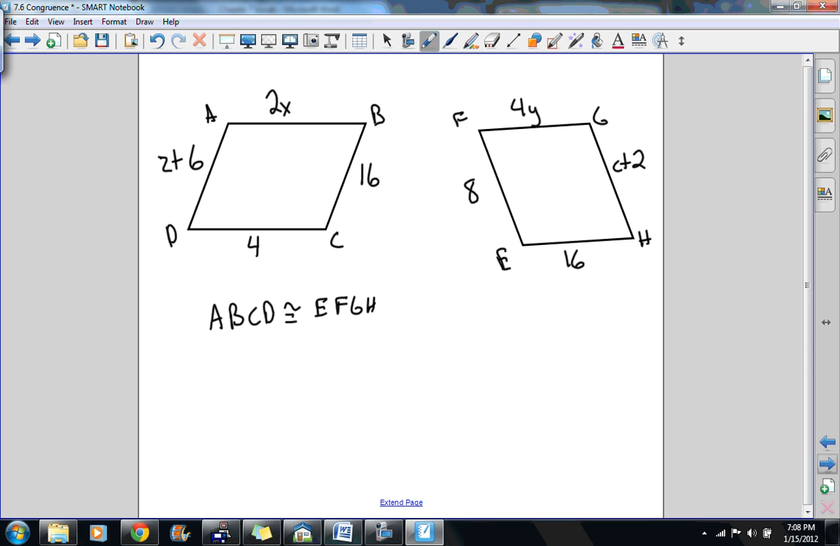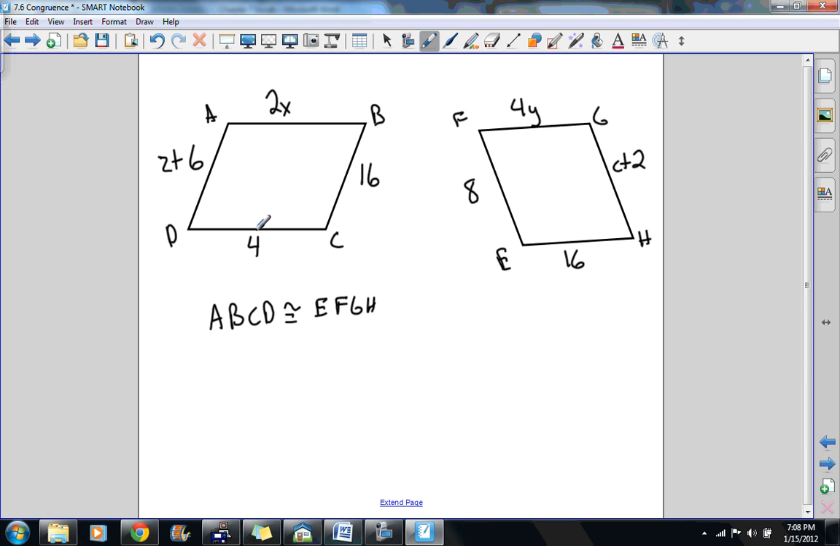So let's move on to the other piece of congruence. If we're told that things are congruent to each other, here we're told that A, B, C, D is congruent to E, F, G, H, making sure everything matches up. So A matches up with E, and so on and so forth. But we have variables built in here, and we need to figure out what those all are. So I'm going to find X first.